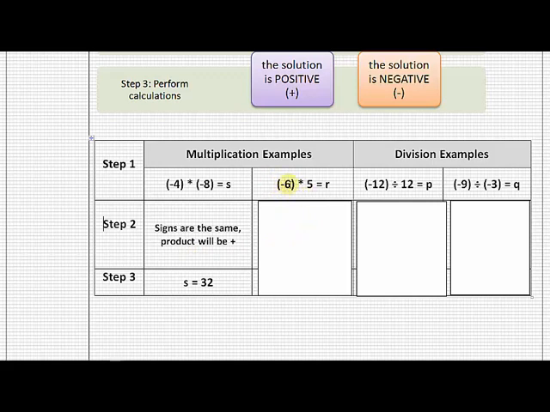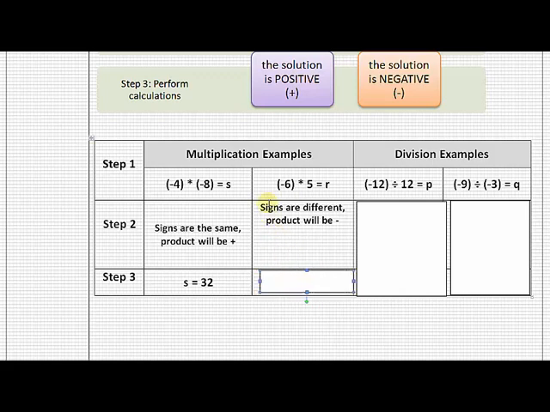Let's take a look at our other multiplication example. Here we have -6 times 5 equals R. Take a moment to think, what are we going to think about in step 2, and what are we going to get for our final answer in step 3 when we perform our calculations. So here we have another one where the signs are different. We have a negative multiplied by a positive. So if our signs are different, the answer is going to be negative. So now we know if we take -6 times 5, R is going to be negative. -6 times 5 should give us -30. So R is equal to -30.